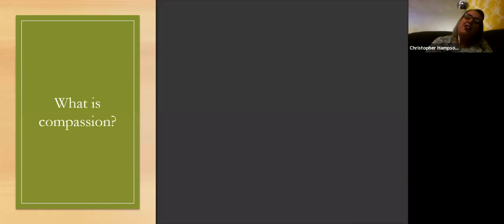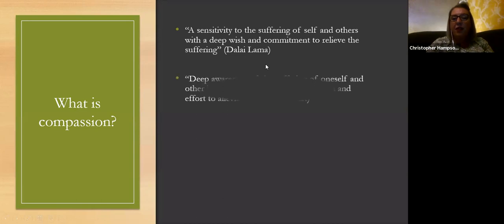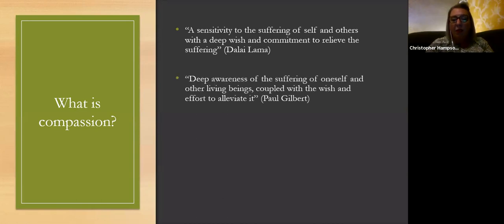So what is compassion? According to the Dalai Lama, it is sensitivity to the suffering of self and others with a deep wish and commitment to relieve the suffering. One of the founders, Paul Gilbert, suggested deep awareness of the suffering of oneself and living beings, coupled with the wish and effort to alleviate it.